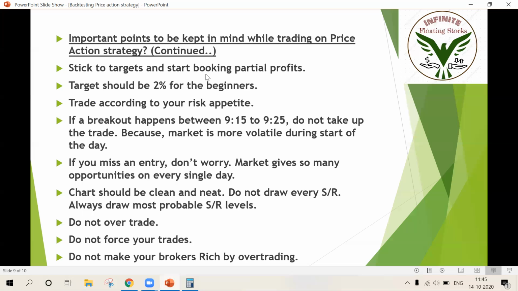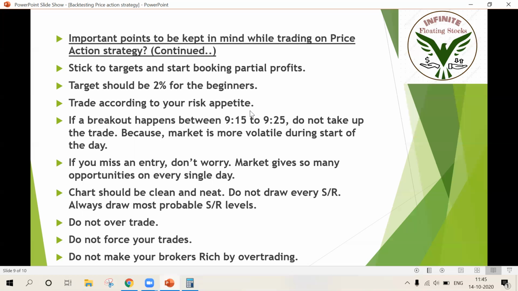Targets are very important. And start booking partial profit. When I say partial profit, you need to book 70% of your quantity at the first target. And the target should be a minimum of 2% for beginners. You should not expect more money in the starting days. You need to concentrate on drawing levels perfectly. If you're a beginner, money will come to you only if you master how to draw them perfectly. So trade according to your risk appetite.